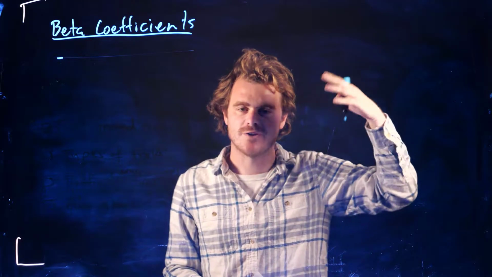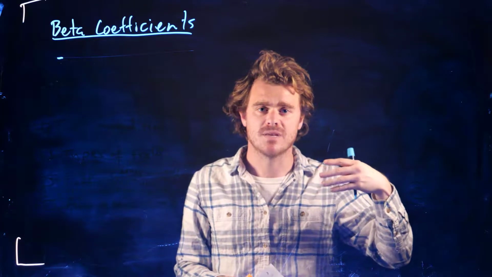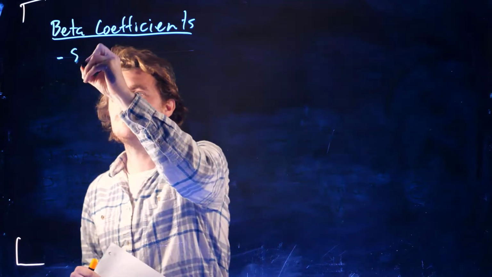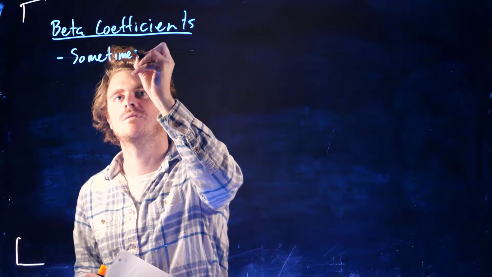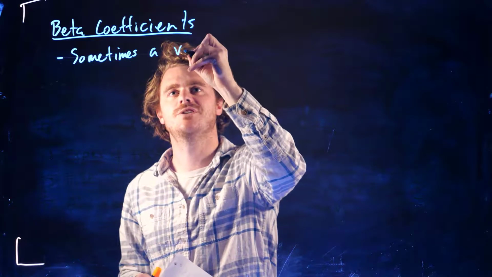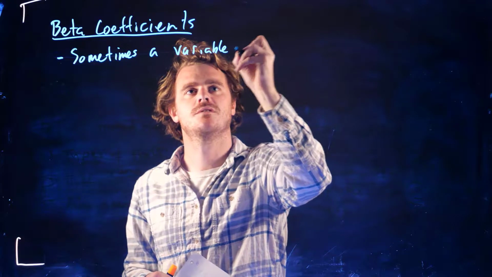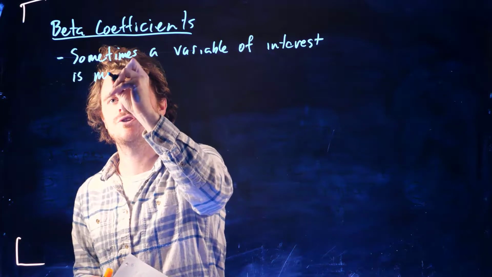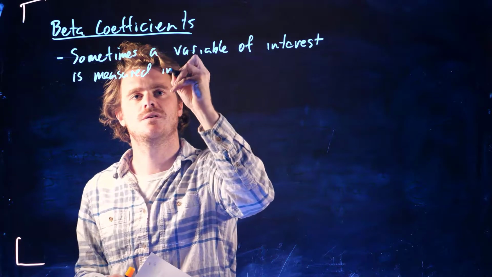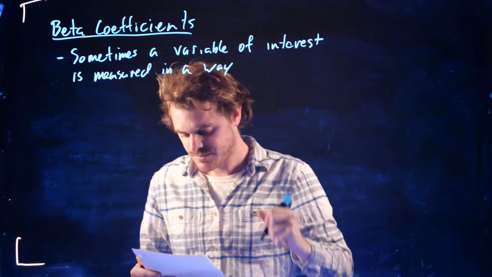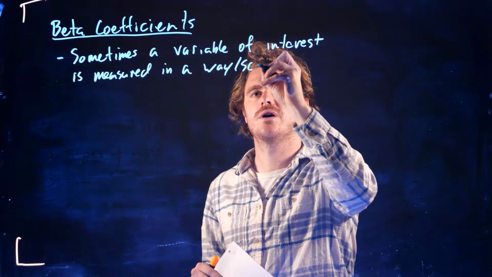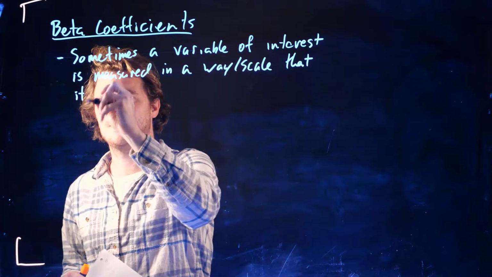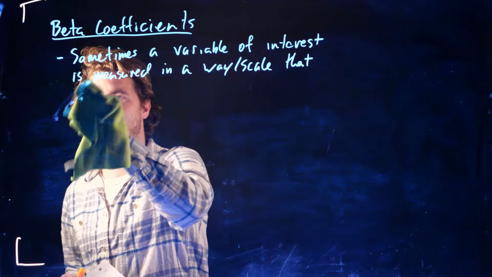Then we'll go through some of the algebra of how we derive the interpretation of beta coefficients, and we'll look at an example. So sometimes a variable of interest is measured in a way or in a scale that is difficult to interpret.